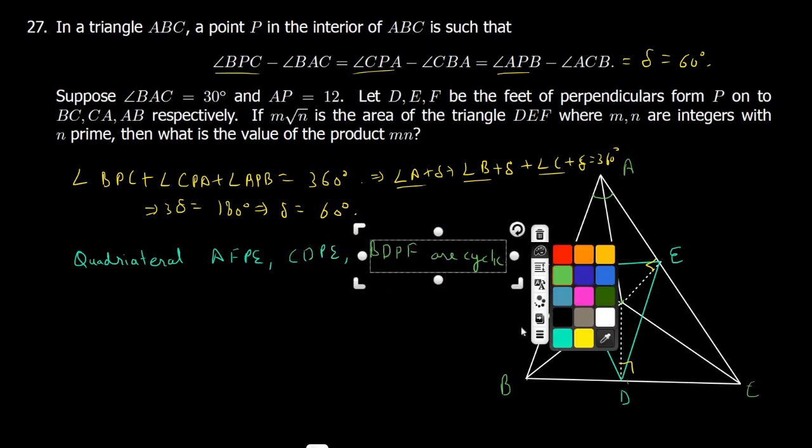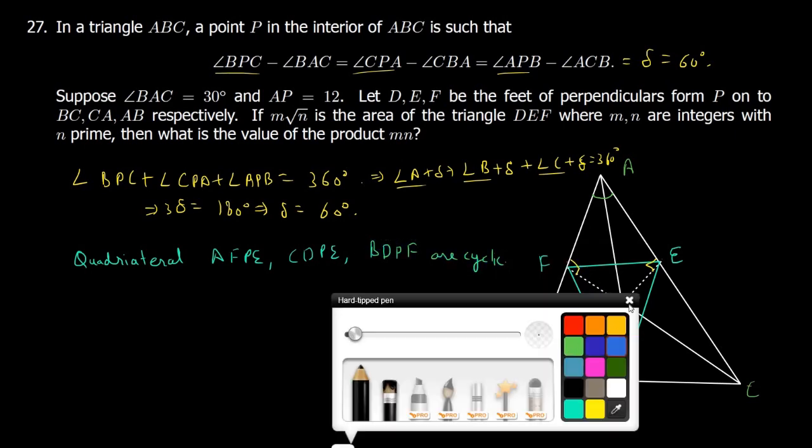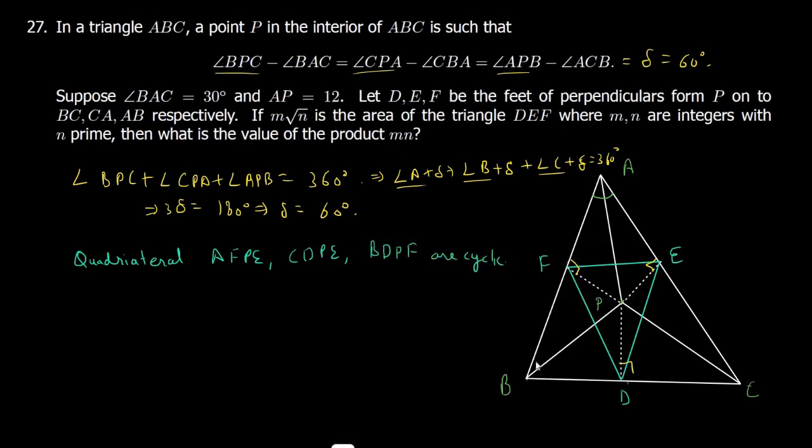So for that, let me assume that this angle is beta, this angle is alpha, which angle? This small angle is alpha, and this small angle is gamma: alpha, beta, gamma. Now using the cyclicity, because this is cyclic, I know that if this angle was beta, then this angle is also beta, and if this angle is gamma, then this angle is also gamma, right? Both of these angles are gamma.